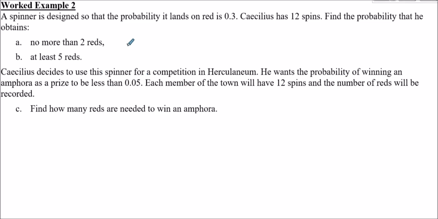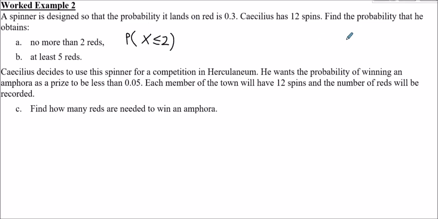So for part A, the probability of no more than 2 reds. If you're thinking no more than 2 reds, that means you are allowed 2 as an absolute limit. I don't know if your mum or dad might say to you about playing computer games or having tablet time, whatever, but no more than half an hour. You'd probably go up to half an hour, wouldn't you? So no more than means that figure itself is allowed. So no more than 2 reds means that we can have x being up to and including 2.